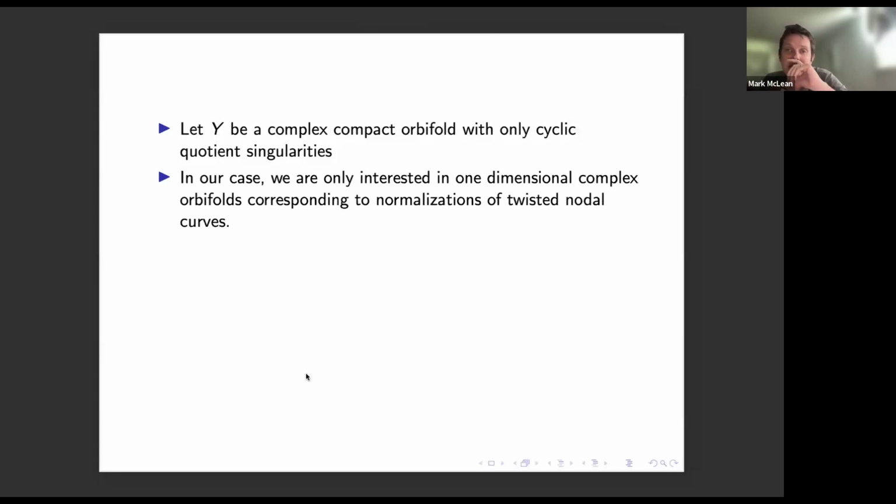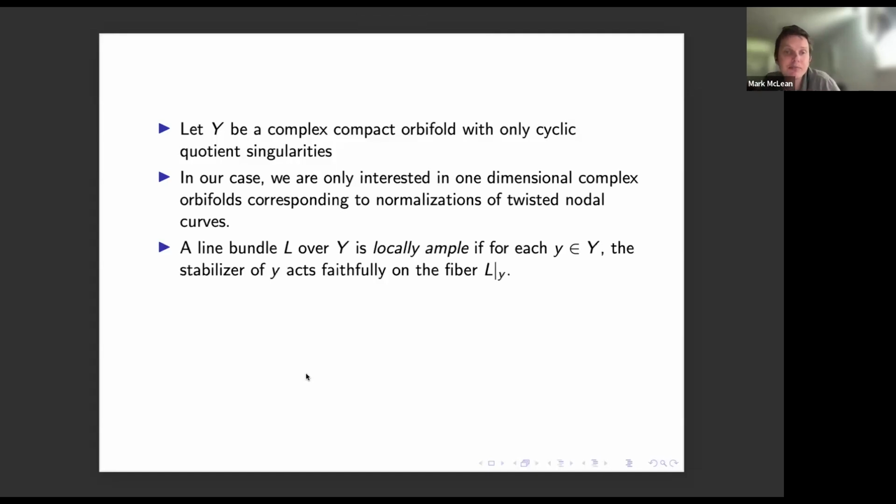I want to tell you what it means for a line bundle to be ample on an orbifold. A line bundle is locally ample if the stabilizer of each point acts faithfully on the fiber at that point. Remember, locally, an orbifold chart is given by a coordinate system with some group Gamma acting linearly on it, and locally a line bundle is like a Gamma representation over that chart. So when Gamma acts, it also acts linearly on the fibers, and you want that action to be faithful.